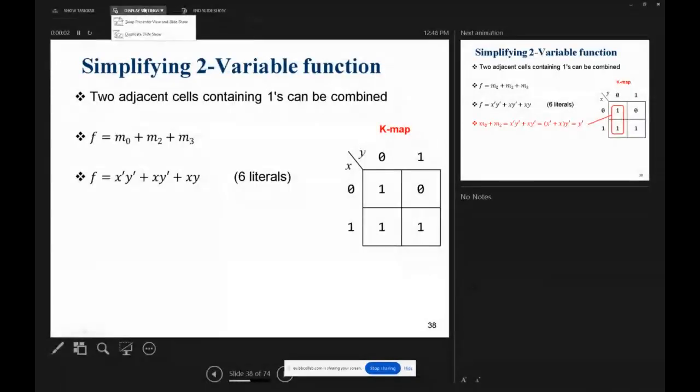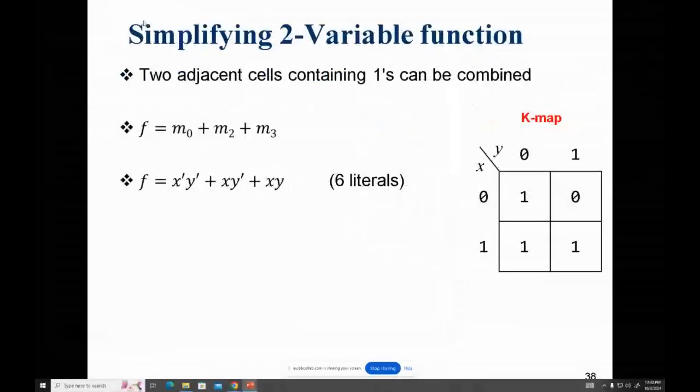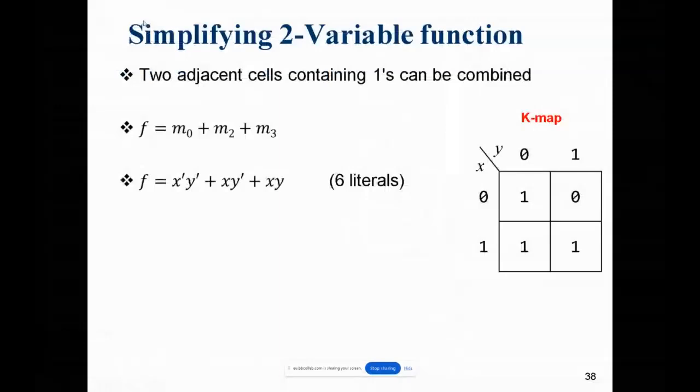Now, if you look at here, we are simplifying a 2-variable function. Can you see here what are the names of the variables in this particular example? X and Y. So now we have f is equal to m0 plus m2 plus m3.